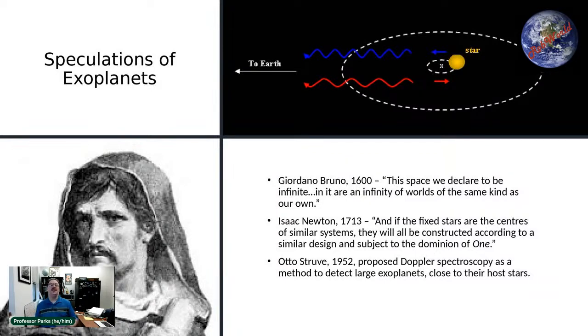didn't get elevated to hypotheses until about 1952 by a gentleman by the name of Otto Struve, who proposed something known as Doppler spectroscopy as a method for detecting planets. The idea here is that he's using what we call the Doppler effect. Now, most people are familiar with the Doppler effect in terms of sound, but it also affects light.